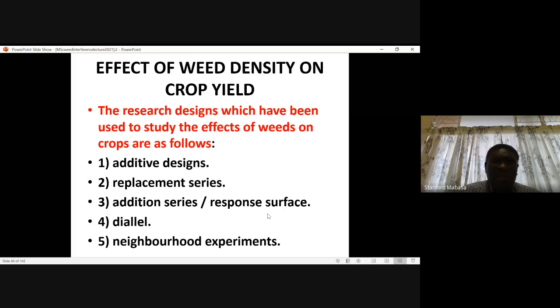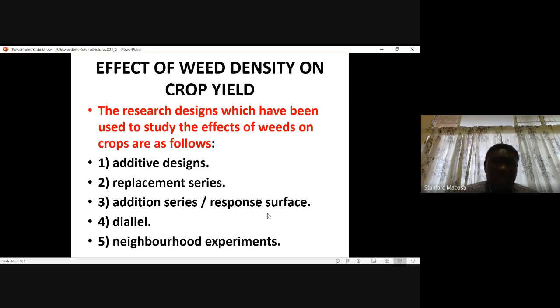We may also want to know the competitive ability of the crops. For example, do crops differ in terms of competitive ability? Probably another question is that, are we going to have breeders coming up with crops which can tolerate weeds? So these are some of the issues.